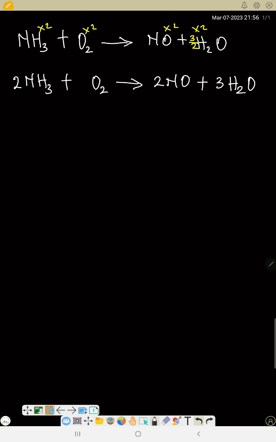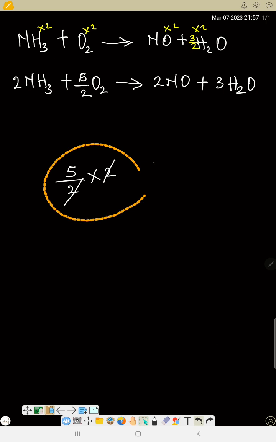Because I have 2 oxygen here and 3 here, making 5. And I have 2 here before, but I need 5 oxygen. So I'll just use a fraction again. If I put 5/2 there, 5/2 times 2 will give me 5. So oxygen is also balanced. So you can use fractions to balance. Now everything is balanced.